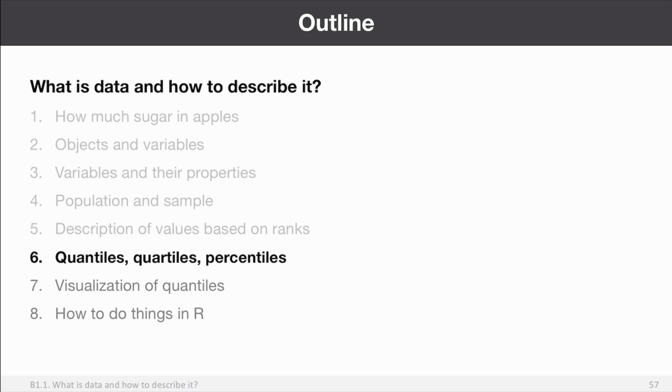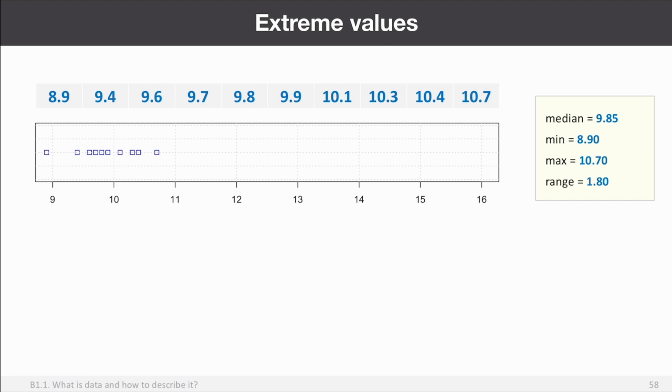So why do we actually need more statistics? Why not use median and range always? Let me show you a situation where this way of describing data is not the best. What you see here is our original sample, where we have ordered values and a representation of these values on the plot. You can see the plot looks a little bit strange.